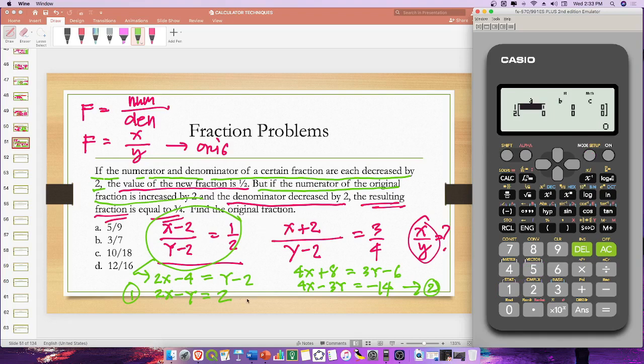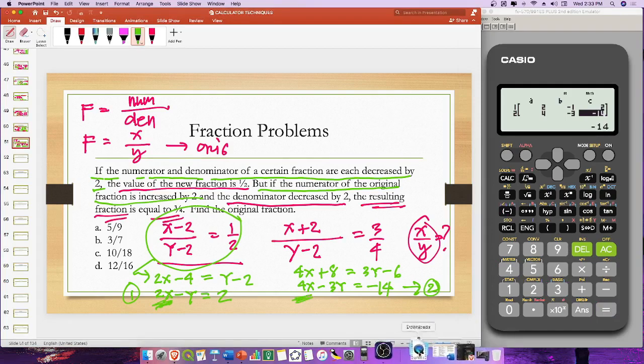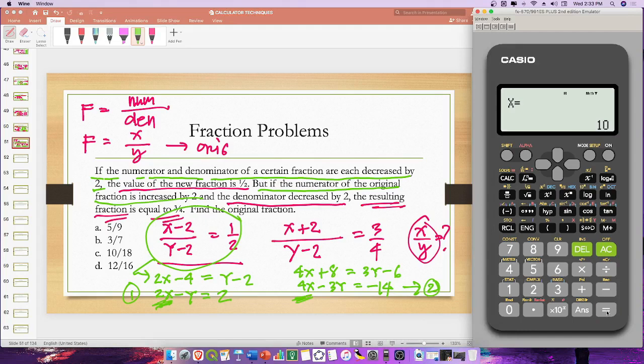Let's start with the first equation. We have 2 as the coefficient of x, negative 1 as the coefficient of y, and 2 is the constant. Next equation, 4, negative 3, negative 14. Take note, x here is the first variable. So when I press the equal sign, the first answer that will come out is your value of x. In this case, x is equal to 10.